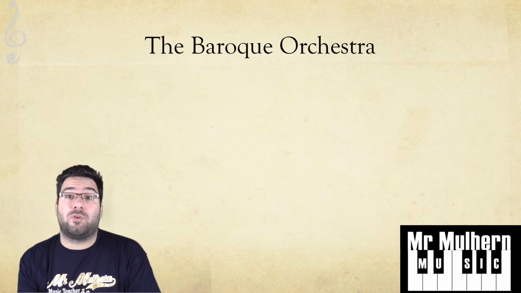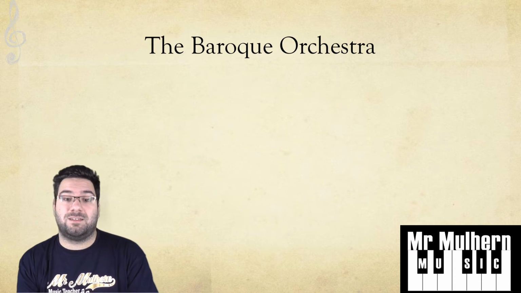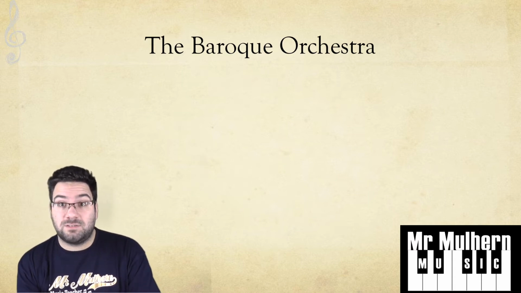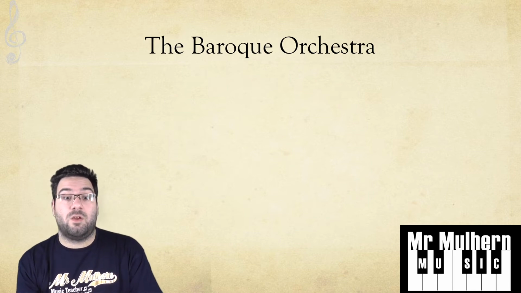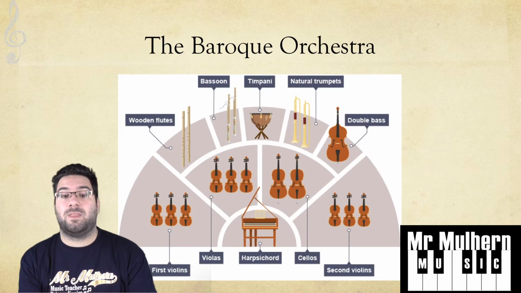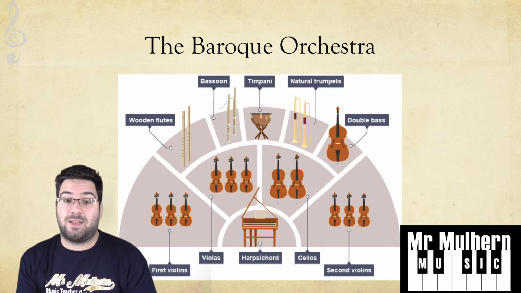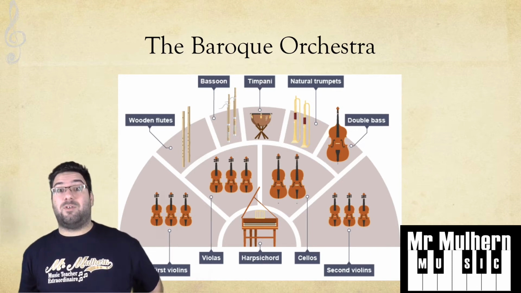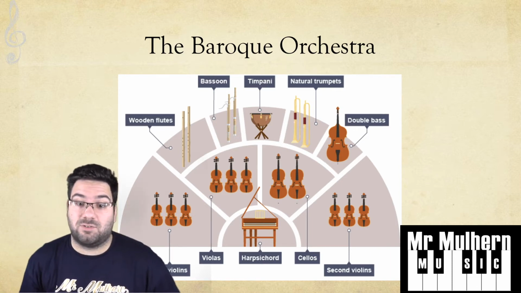Now, during the Baroque era, the orchestra began to take its shape. The orchestra was split into 5 sections: strings, woodwind, brass, timpani and continuo. Here is a picture of the layout of where all of the different parts of the orchestra sat.